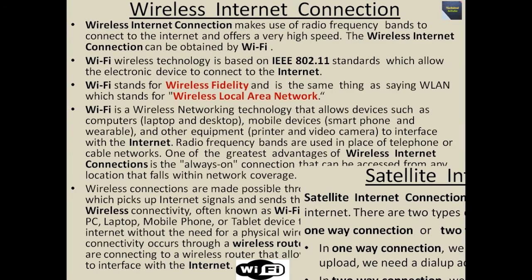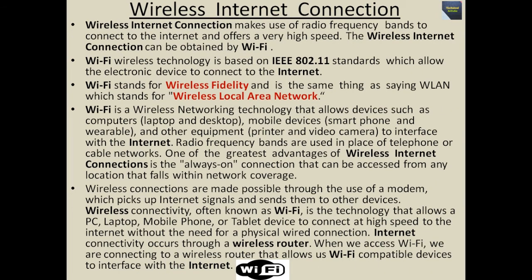Now we talk about wireless internet connection. Wireless internet connection makes use of radio frequency bands to connect to the internet and offers a very high speed. The wireless internet connection can be obtained by Wi-Fi, also known as wireless fidelity, right? Wi-Fi wireless technology is based on IEEE 802.11 standards, which allow the electronic device to connect to the internet.